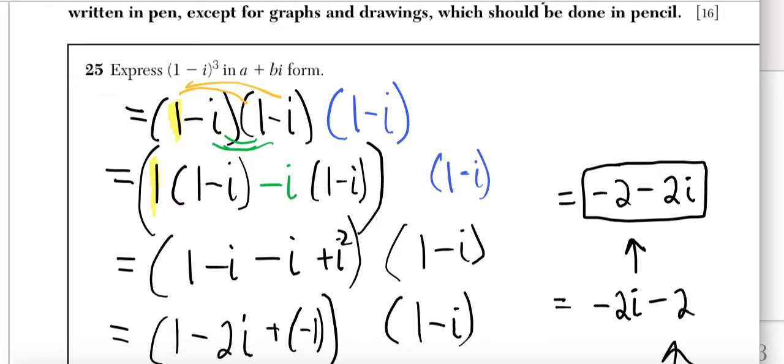All right, so that's it for number 25. Express in a + bi form when we have (1 - i)³ and we get negative 2 minus 2i, and that's all there was to it.